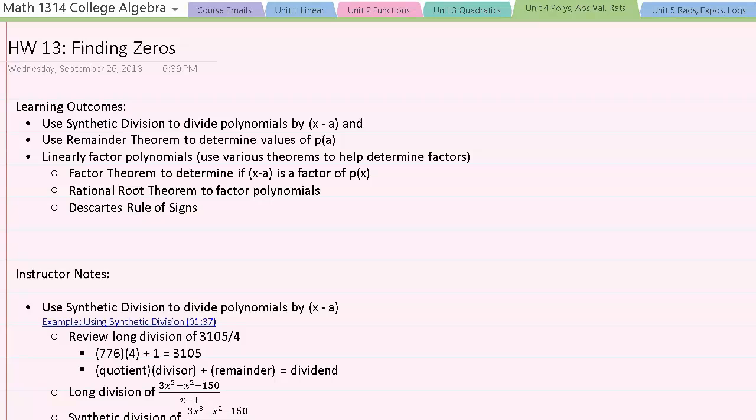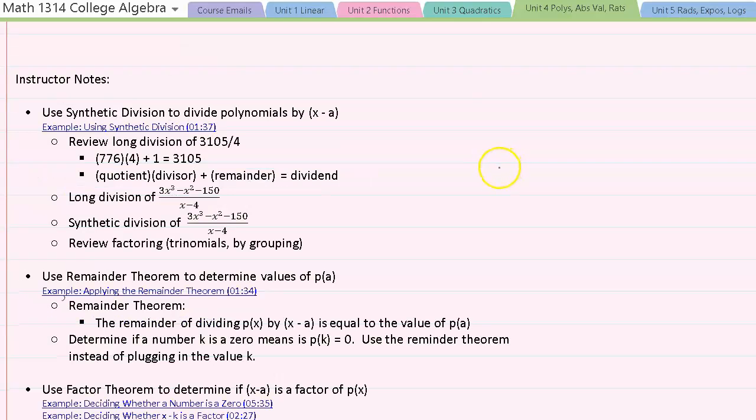The theorems that will help in factoring are the factor theorem, which will determine if x minus a is a factor of the polynomial p of x, and the rational root theorem, which helps decide possible factors for the polynomial. Before we begin factoring, let's review division, long division in particular. Let me begin by reviewing some vocabulary as well as long division of numbers.